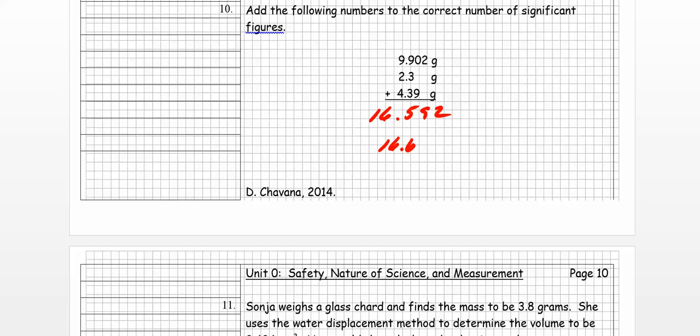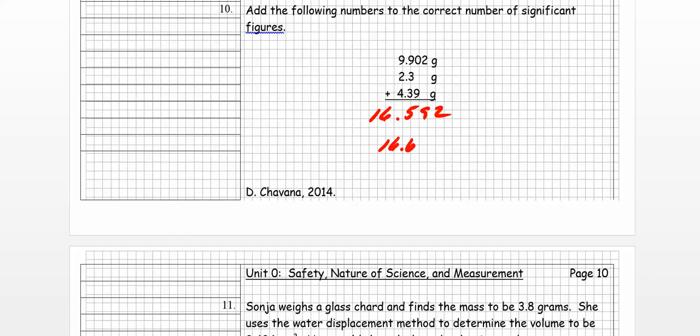Here's what it says. Add the following numbers to the correct number of significant digits. We've got 9.902 grams plus 2.3 grams plus 4.39 grams. Now, the important thing to remember here is that we're looking for the number that is the least precise. The 9.902 is precise to the nearest thousandth of a gram. But look at the second number. The 2.3 is only precise to the nearest tenth of a gram, and the 4.39 to the nearest hundredth of a gram.